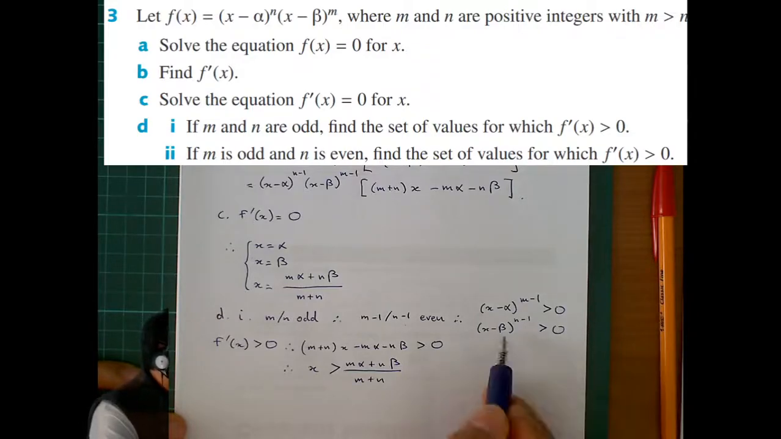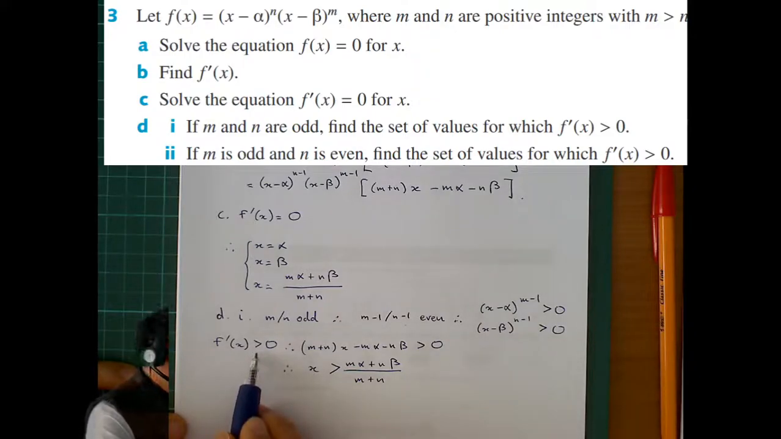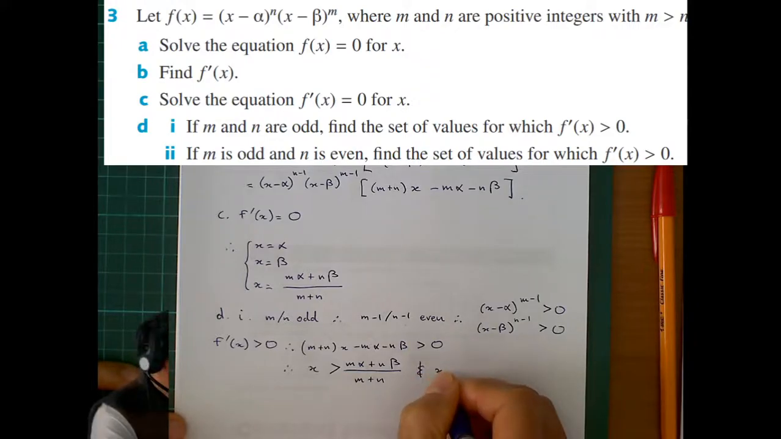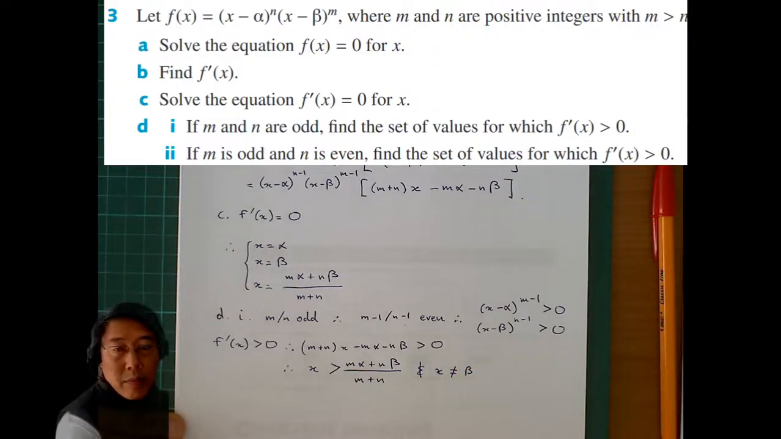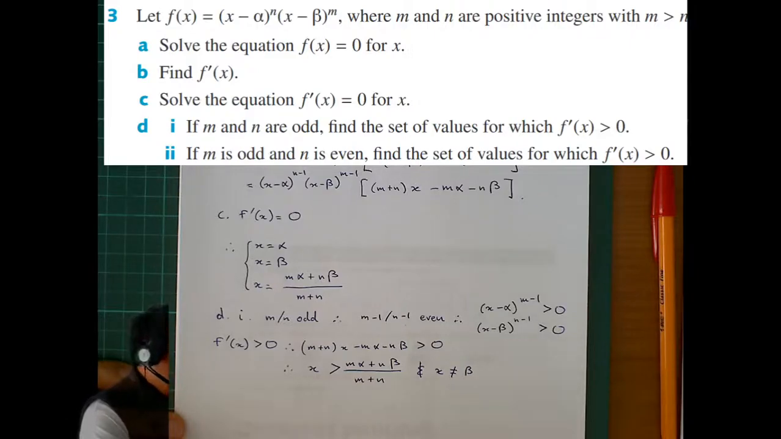Yes, sorry, I forgot about that one. So to get that, obviously, because it's strictly greater than 0, correct? So we also need to add that x is different from beta. Okay, probably have to do that for 2i. Is that it for 1i? I hope so.